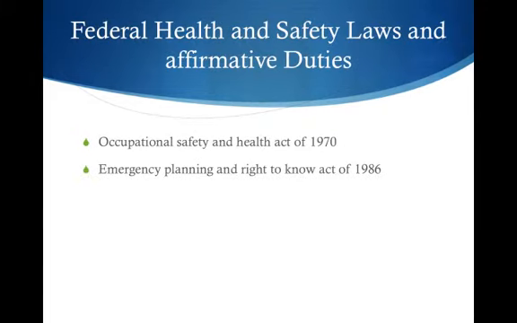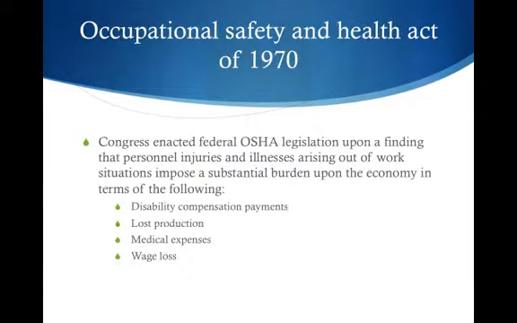Federal health and safety laws and affirmative duties. There are two things we're going to talk about in this section: the Occupational Safety and Health Act of 1970 and the Emergency Planning and Right to Know Act of 1986. On both federal and state levels, environmental laws are increasingly being used in combination with workplace safety regulations whenever death and serious injury occurs due to inadequate safety equipment or protocols. So be aware that your policy and procedures cover this area.